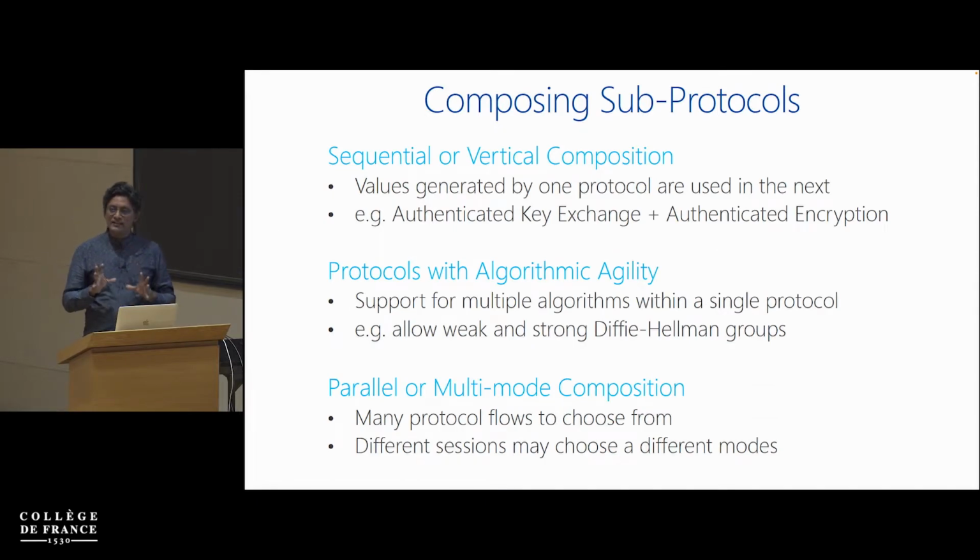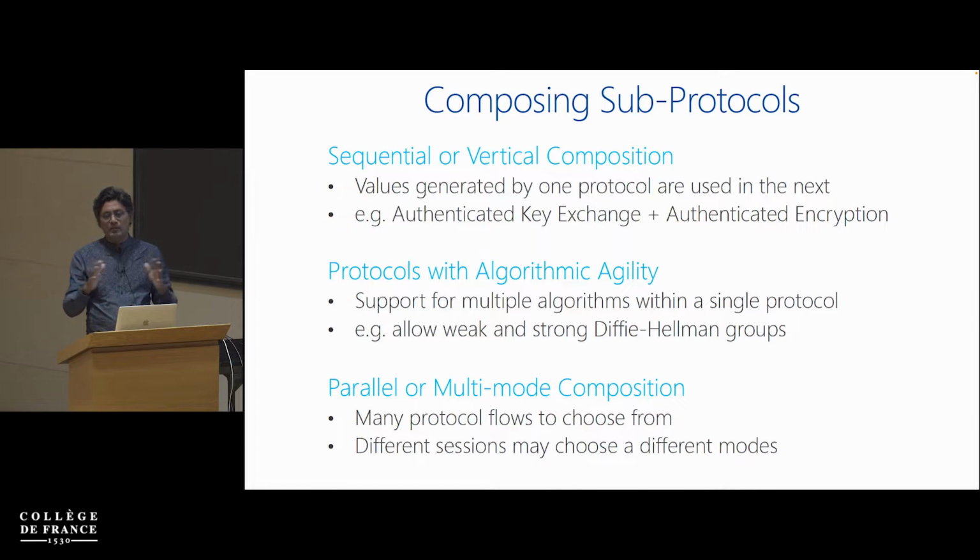This gets even more emphasized when you explicitly design your protocol in terms of sub-protocols that you're going to compose. So already we've seen some example where we had the authenticated key exchange sub-protocol, the authenticated encryption sub-protocol, and we were putting them together as a sequence. So it was a sequential composition. Some people call this vertical composition because one of them is generating a key and the other one is using the key.